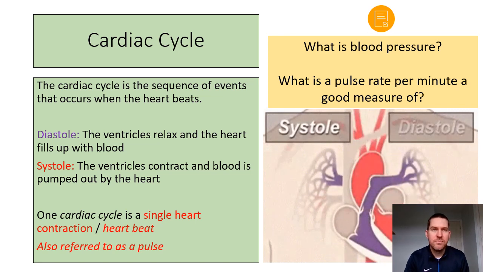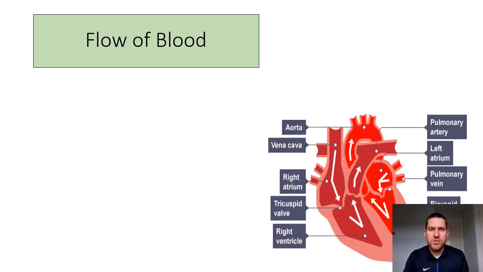And if you're thinking of that second question in terms of the pulse rate per minute, what's that a good indication of? Well, it's a good indication of your fitness. So if our pulse rate is lower over the course of a minute, that means our heart is beating fewer times, and we'll look at why that might be when we start to think of the longer term effects of exercise.